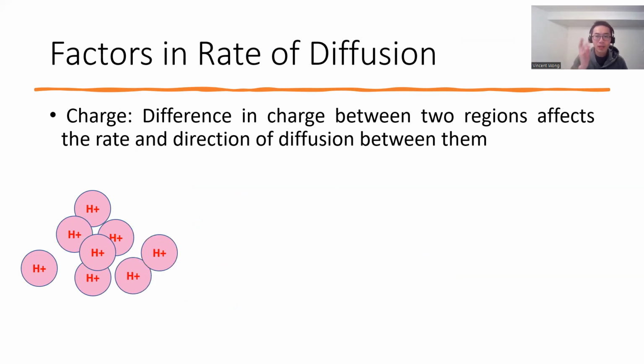All right. So naturally, things are going to go from the left side here to the right side, right? Because there is nothing here, and then there's a bunch of H positive here. So diffusion, high concentration to low concentration. But what makes it different here is that they are all positively charged, right? What happens if you put a positive charge next to another positive charge? Does anybody know what I'm getting at?